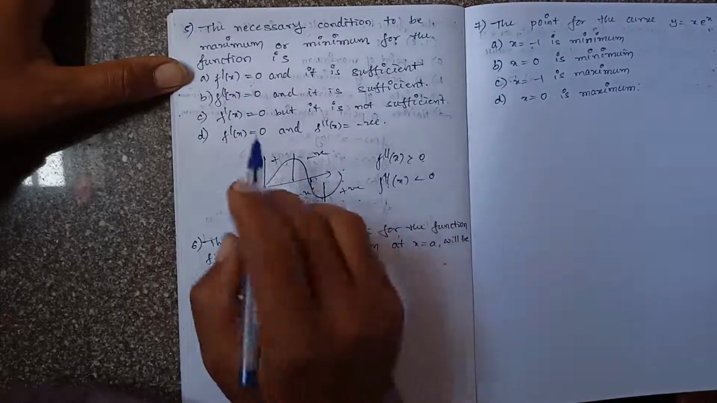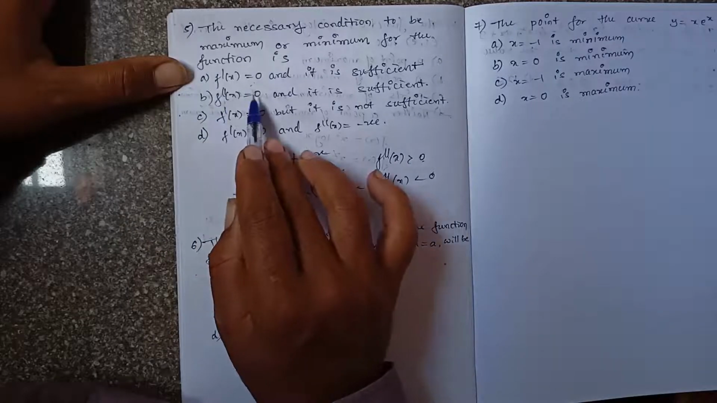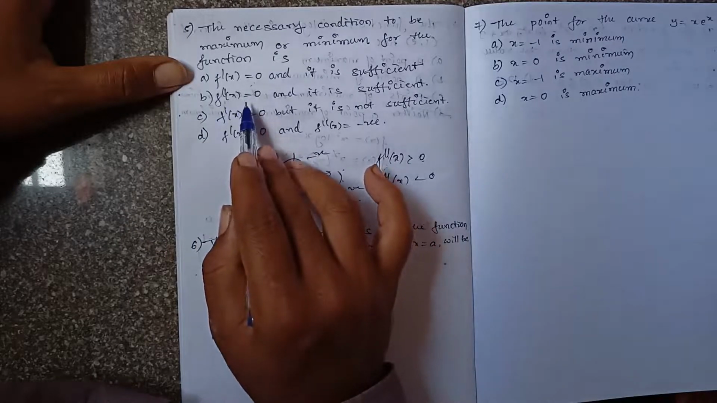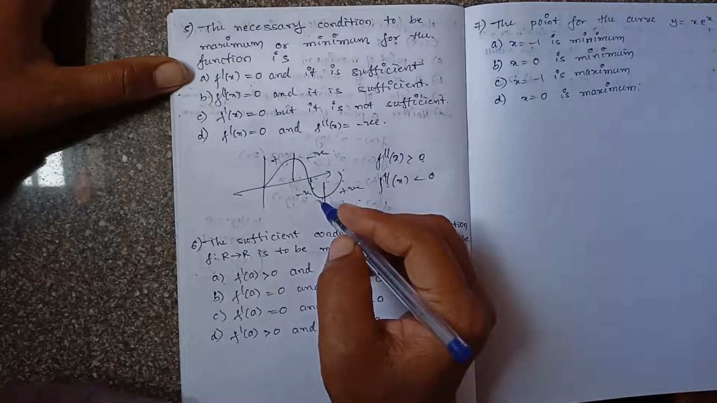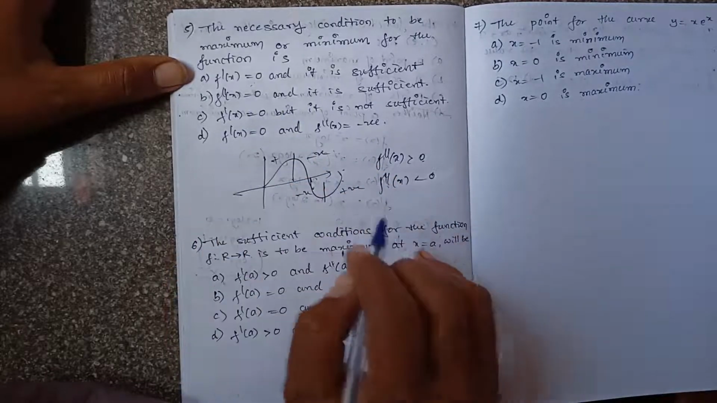Option A is wrong. Option B, check. F double dash of x is equal to 0 is given. F double dash of x equal to 0 means what do we do? We need to go with the first order derivative test. So that is not at all possible.